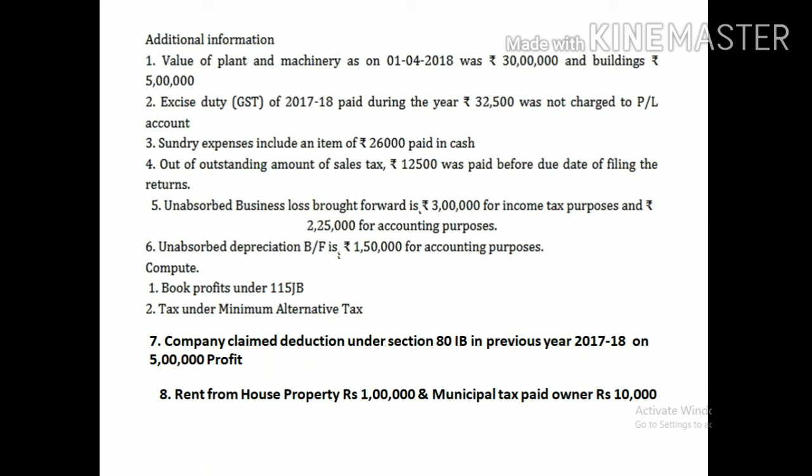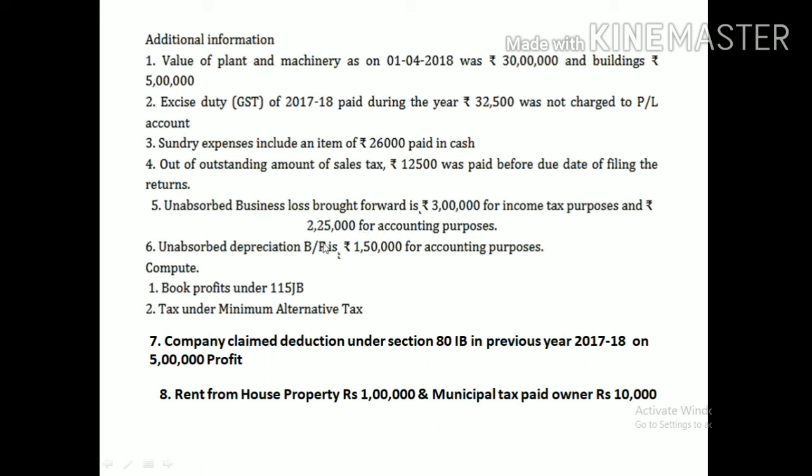Okay, please observe the fifth point we have. Unabsorbed business loss brought forward 3 lakhs is for income tax purpose, already taken, just ignore. Then another one is 2,25,000 as per accounting purpose. It should be taken under MAT.